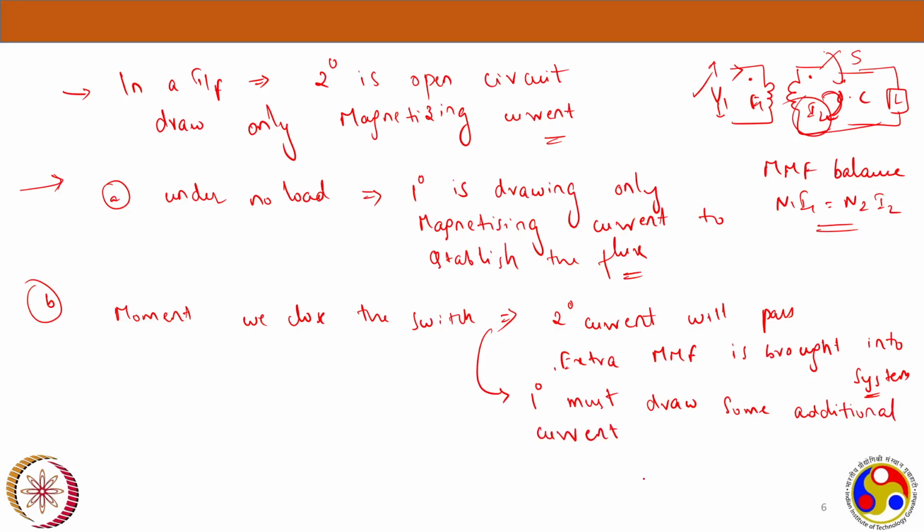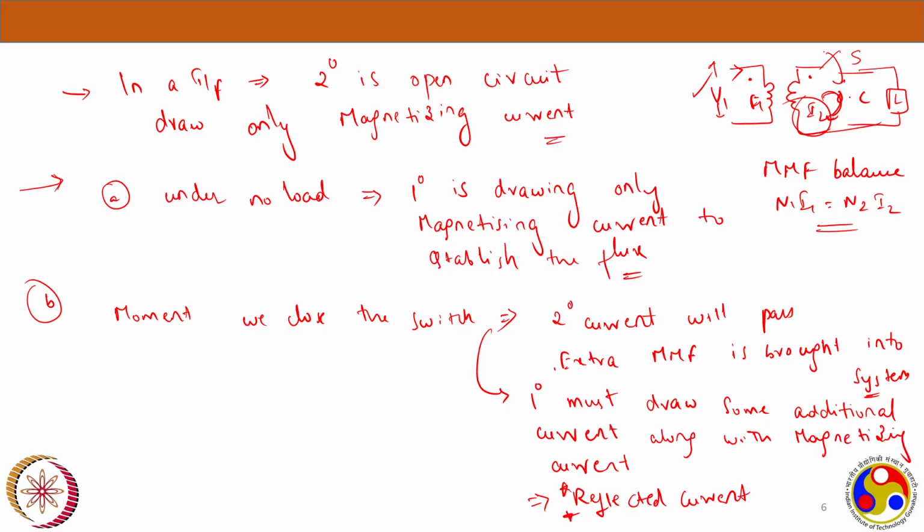Why is it drawing the additional current? See, this additional current, along with the magnetizing current, is just to have an MMF balance. So this additional current we are calling the reflected current. This is an important thing which you have to understand.